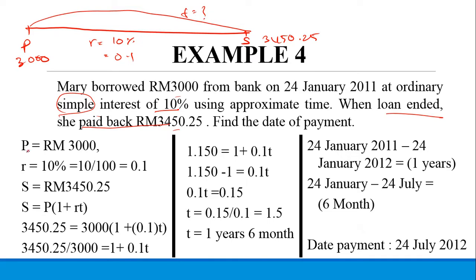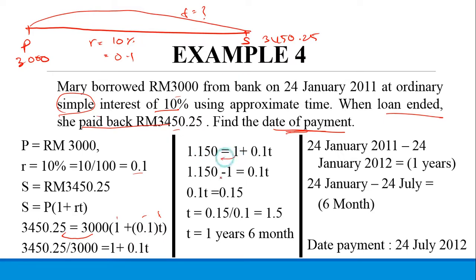Starting from, find the date of payment. Okay, the last one, they say find the date of payment. So P, R, this is P, R is 0.1, S. Using the formula S equals P times 1 plus RT. I move this one to the left side, it becomes divide, 3,000 moves over so it becomes divide. This is 1 plus R and T. R is 0.1. And you get 1.15.